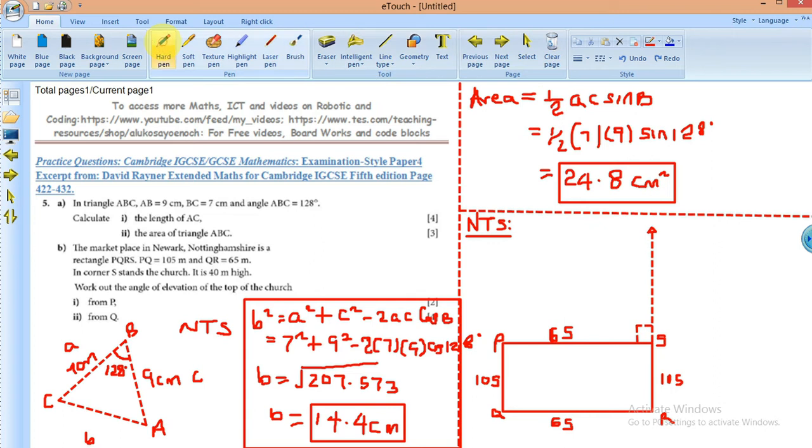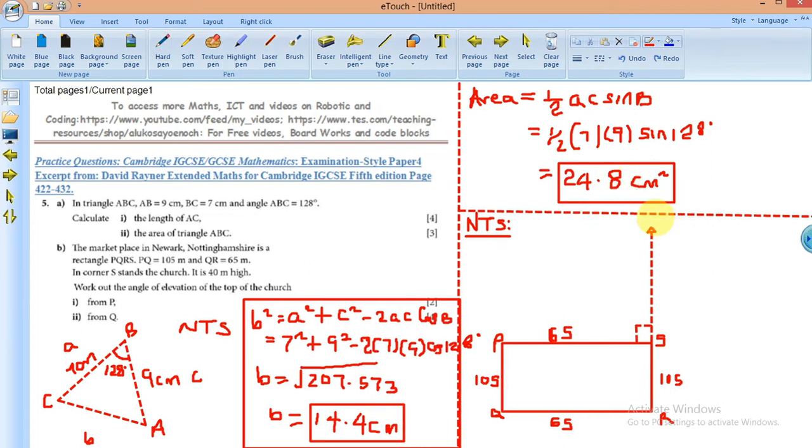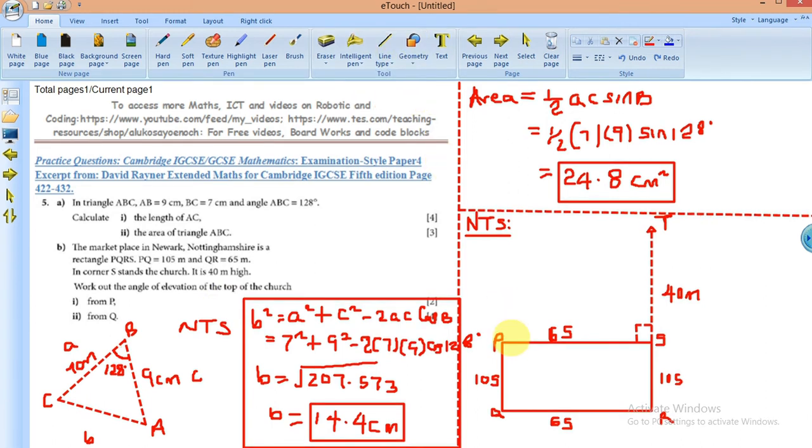The top of the church, T. And this church is 40 meters. Don't forget it's standing on the plane, on the rectangular plane. So definitely we're going to have something like an orthogonal projection. Now let's go ahead with the question. What are the angles of elevation? Angle of elevation is the angle of looking up. So you can look straight.